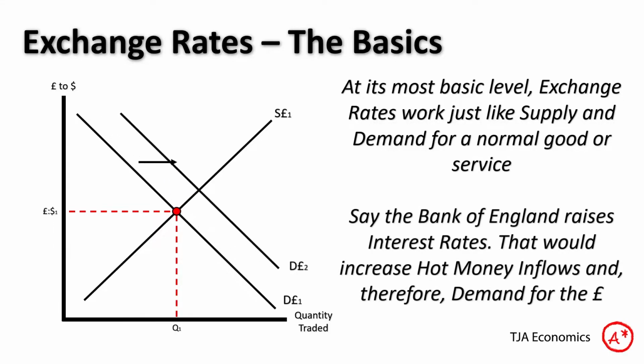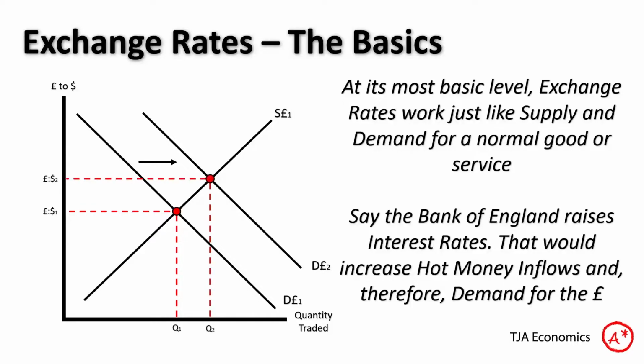For example, say the Bank of England raises interest rates. That would increase hot money flows to the UK, demand for the pound would increase, and as you can see, demand for the pound has shifted from D pound 1 to D pound 2. That means the value of the pound would go from pound to dollar 1 to pound to dollar 2. So, like I say, at its most basic level, exchange rates work just like supply and demand and the price of any other good or service.